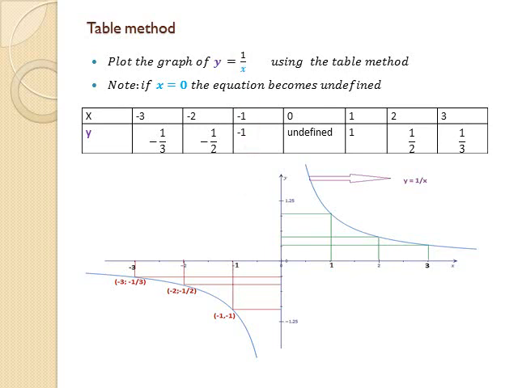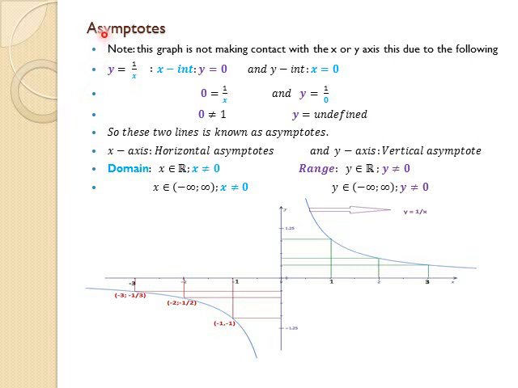Right, let's go further. Note, we have what we call asymptotes. Remember I said the graph doesn't touch the y and x axis. This graph is not making contact with the x or y axis, and this is due to the following. If I say x-intercept, meaning where it's going to make contact with the x-axis, I have to make y equal to 0. So if y is 0, 0 equals 1 over x, x times 0 stays 0, and 0 cannot equal 1. Therefore, on the line y equals 0, which is the x-axis, the graph will not make contact with it.